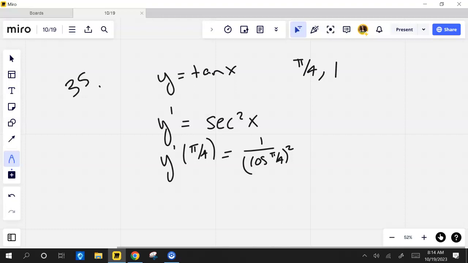What's the cosine of pi over 4? You're close. Square root of 2 over 2, that's right. Square root of 2 over 2 squared.